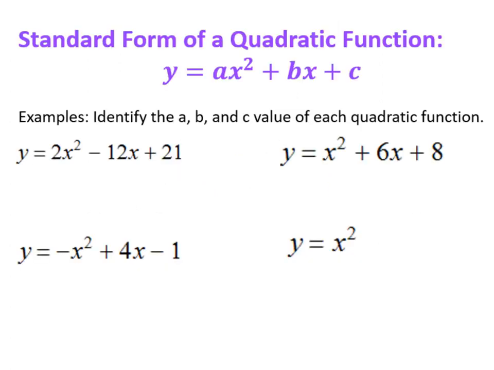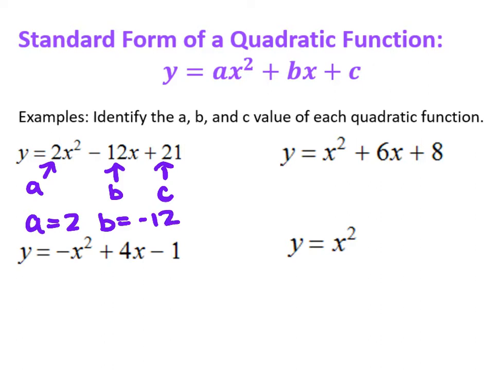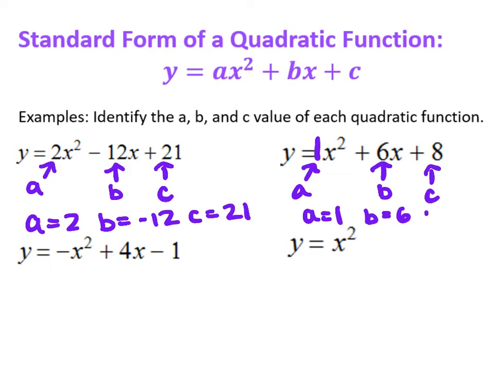Now, in these examples, we're just going to practice identifying the value of a, b, and c. A is whatever the first number is. So for the first example, this is a, that's b, and that's c. So we could say a equals 2, b equals negative 12, and c equals 21. For the next one, since there's nothing in front of the x squared, that means it's really 1. So that's a, b, and c. So a equals 1, b equals 6, and c equals 8.